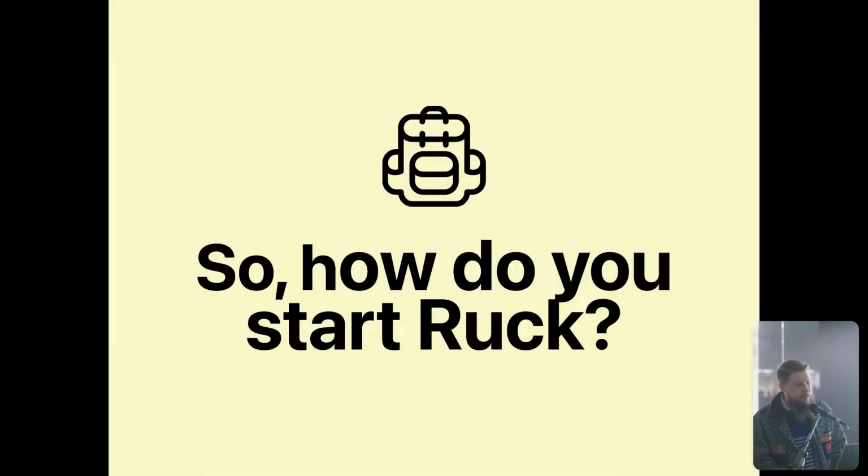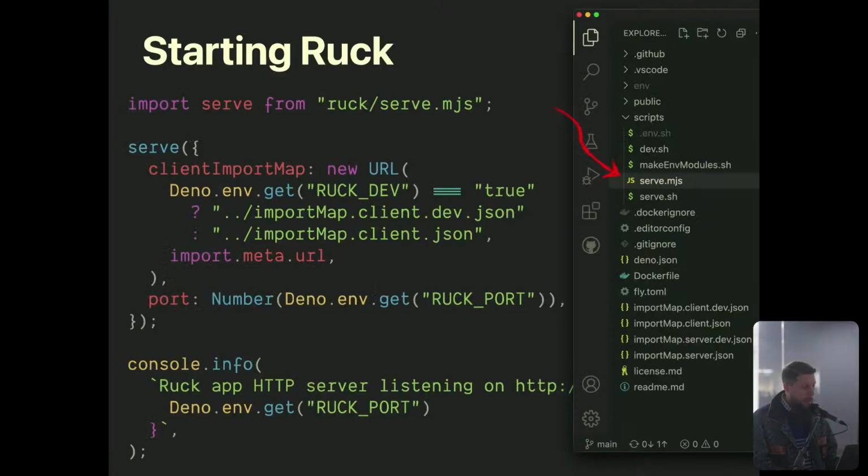So how do you start it? And this is different probably to most other frameworks you're used to. You just import the function to serve and you just run it. There's no CLI. You make a CLI if you want, but that's all you need to start Ruck. And it's type safe, so if you're interested, you can see what the type is for the options. But really, you just need to tell Ruck what the client import map file's called. And I conditionally swap it out based upon a Ruck dev environment variable. And you just tell it what port you want. And I also use an environment variable. You could hard code this if you wanted.